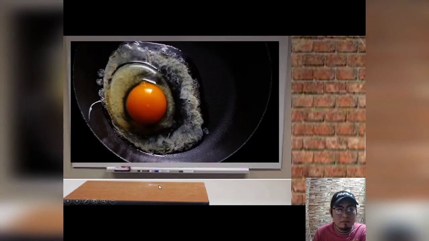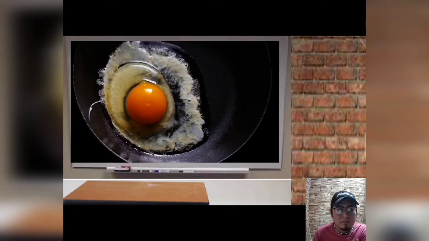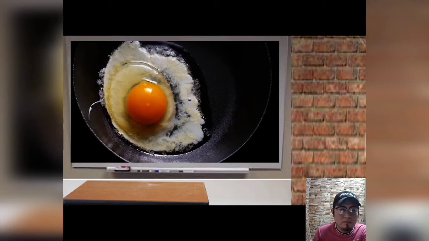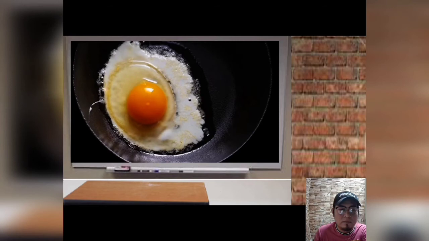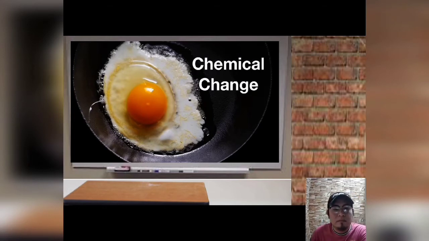What about when we put that egg on a pan and start to cook it? Well, what signs of a chemical change do you see happening here? You can see that the color is changing as the egg goes from clear to white. Also, if you were standing in the room, you could probably smell the egg because it's producing a smell. These clues show us that cooking an egg is a chemical change.